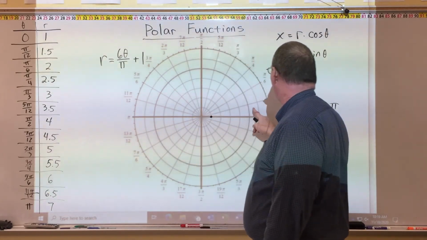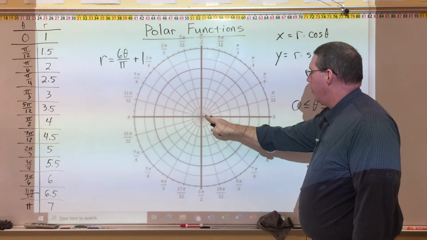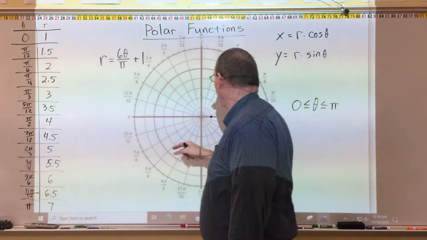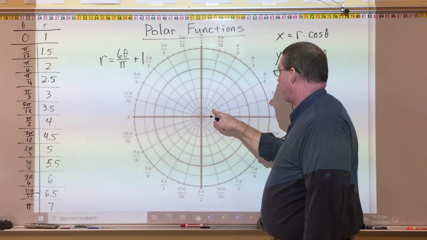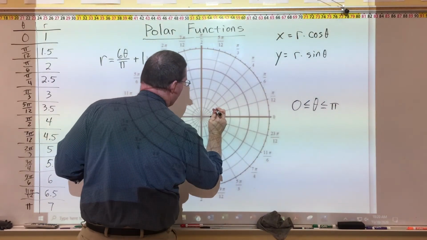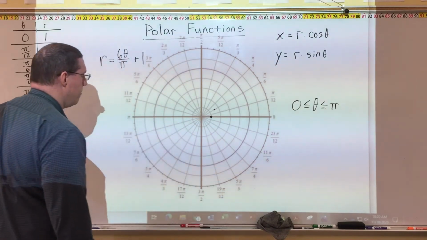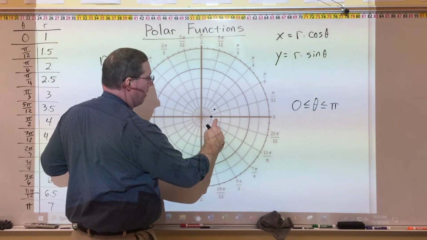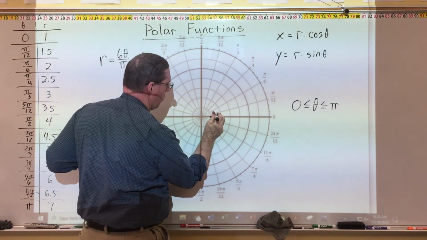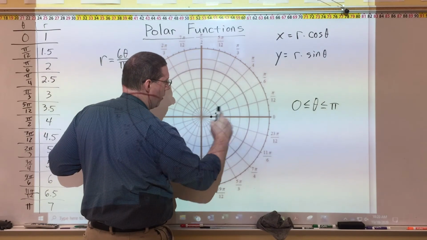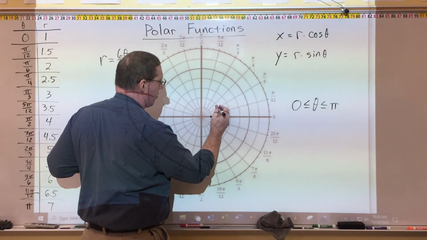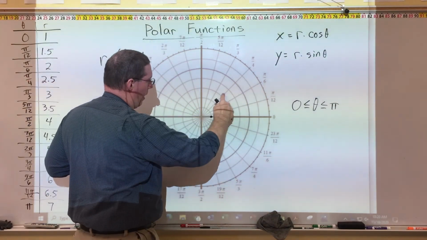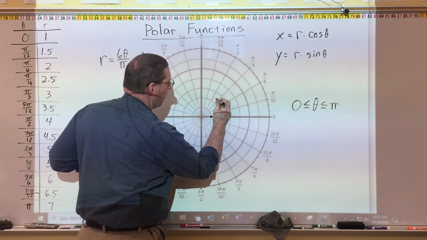Then we have pi over 12. Here is the terminal side for pi over 12. And we're going to go to a radius of 1.5. Well, here's a radius of 1 and here's a radius of 2. So we'll go about halfway between. So that's about 1.5 right there. Now we're going to go to pi over 6 and 2. Oh, that's pi over 6. Supposed to go to pi over 12. Sorry. There's pi over 12 and 1.5. Now we're going to go to pi over 6 and 2. Okay? Then we're going to go to pi over 4 and 2.5. Here's pi over 4. We're going to go to 1, 2, 2.5.